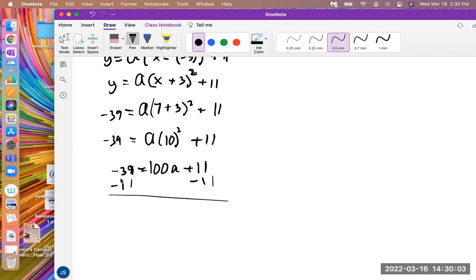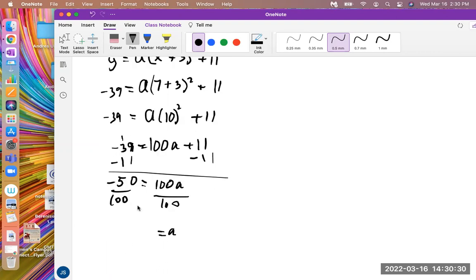Negative 39, and you add in another negative 11. Now you add them together, so that's 10, 4, 5, 50, and negative 50, right? And then 100a is equal to negative 50. I divide by 100 on both sides, and I get a is equal to negative 50 over 100, which reduces to 1/2, right? If I divide the top and bottom by 50, I get 1/2.